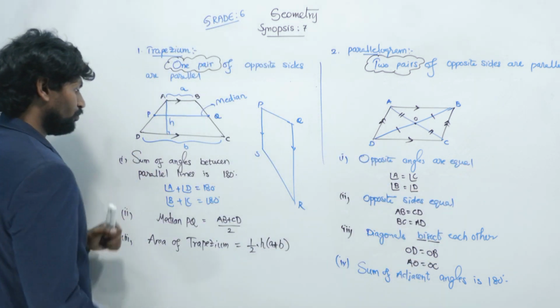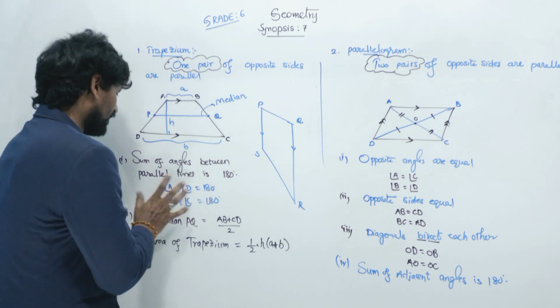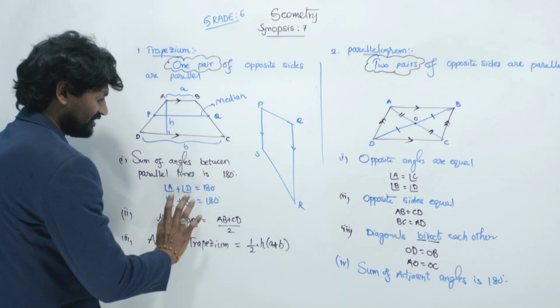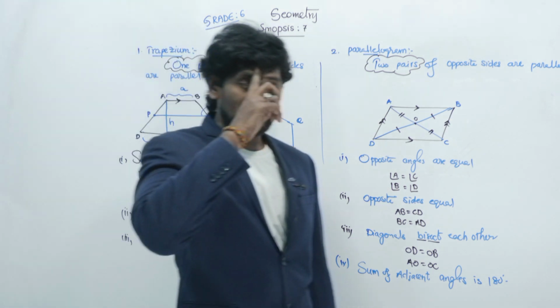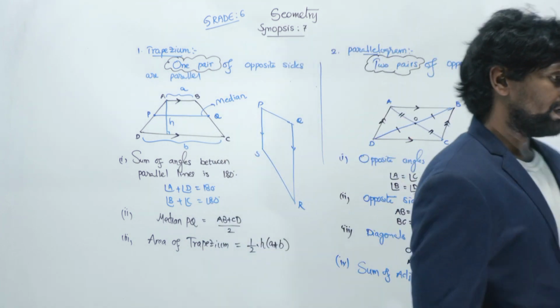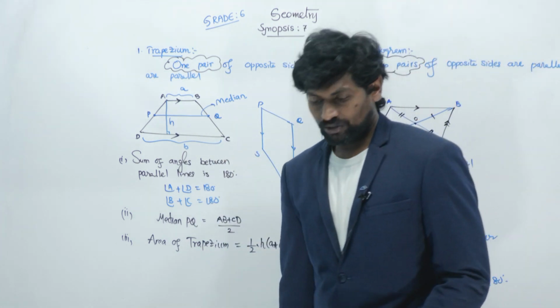But for a trapezium there is only one property: the sum of angles between parallel sides or parallel lines is supplementary, nothing but angle A plus angle D equals 180, angle B plus angle C equals 180 degrees.